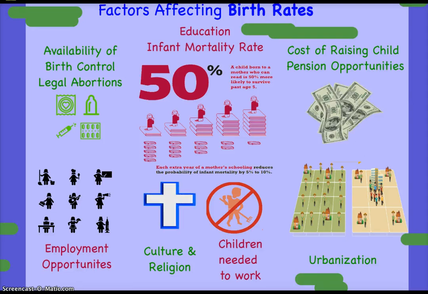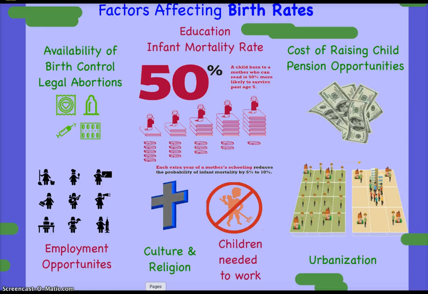So if you see children needed to work, what do you think is going to happen to the population or birth rates? Goes up. If you want children to work for you on the farm, you're going to have more kids because you need them to work for you. And you need them to take care of you in the future. Urbanization is the shifting from rural areas to cities. What do you think is going to happen to the birth rates? Decrease, okay? So you want employment opportunities, increase or decrease? Decrease, right? And education, decrease.